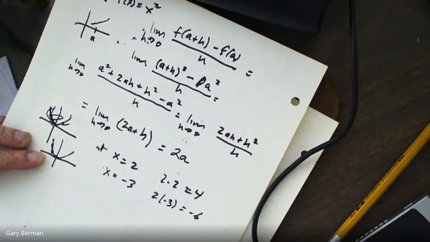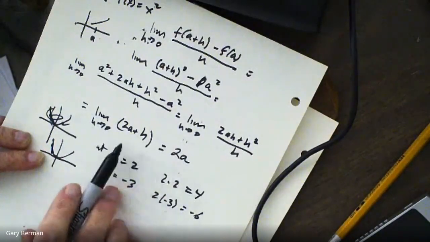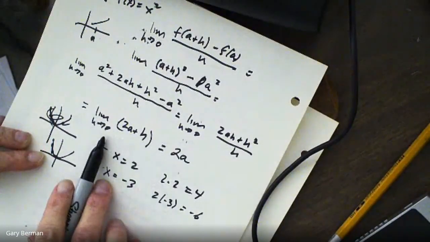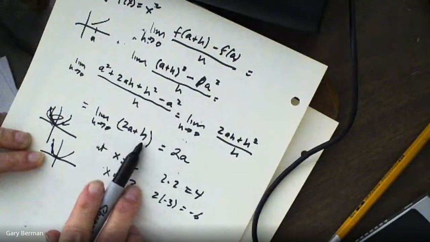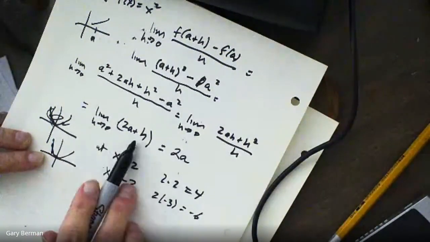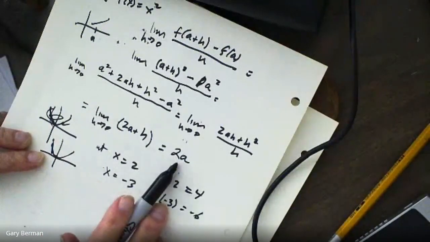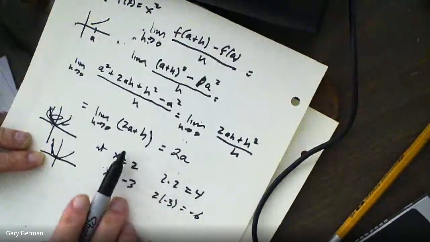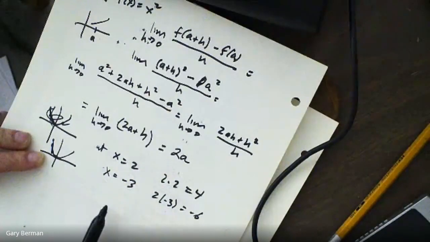Okay. Now, the answer is 2a. It's 2a plus h before you take the limit as h goes to 0. Taking the limit of 2a plus h as h goes to 0, this whole thing goes to 2a. That's the answer. Remember, the slope is found as a limit. Okay?